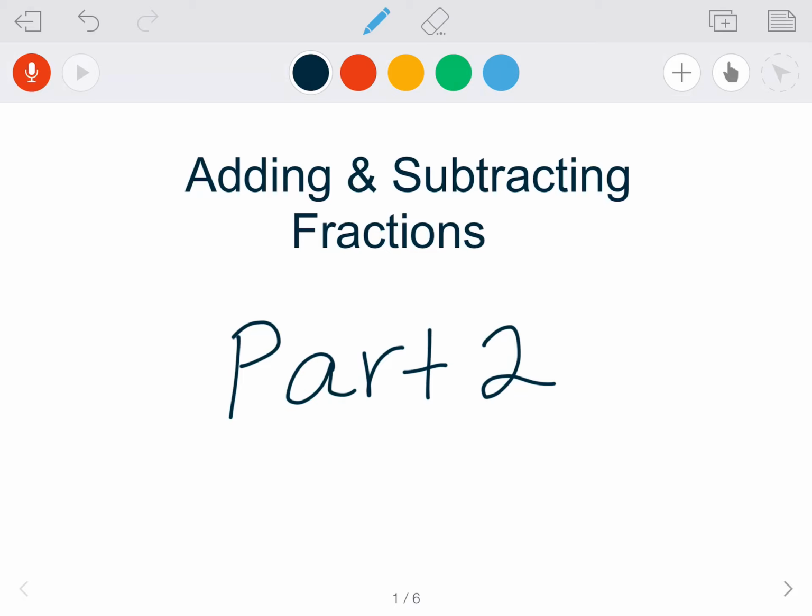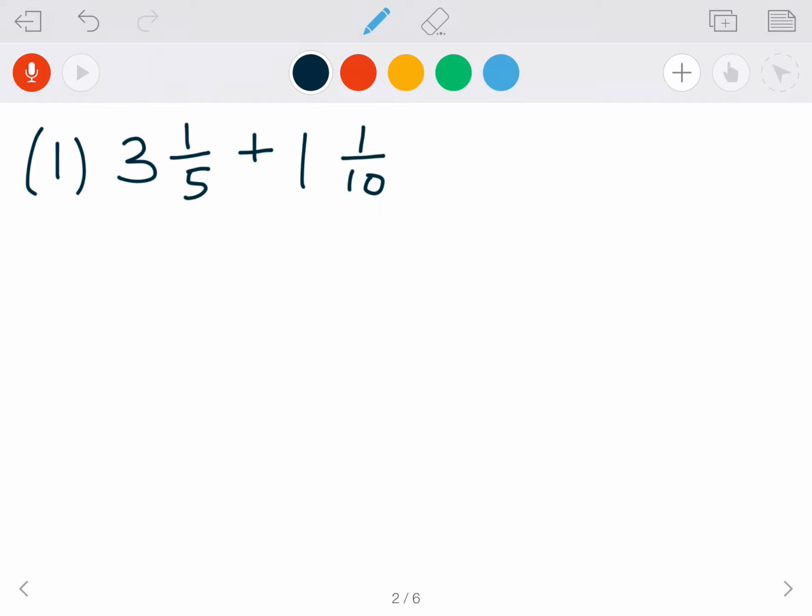This is part 2. In part 1, we talked about adding and subtracting fractions with like and unlike denominators. This time we will do the same thing, but we are going to be throwing in mixed numbers and improper fractions. So, the first example that we're going to do is going to be 3 1/5 plus 1 1/10.